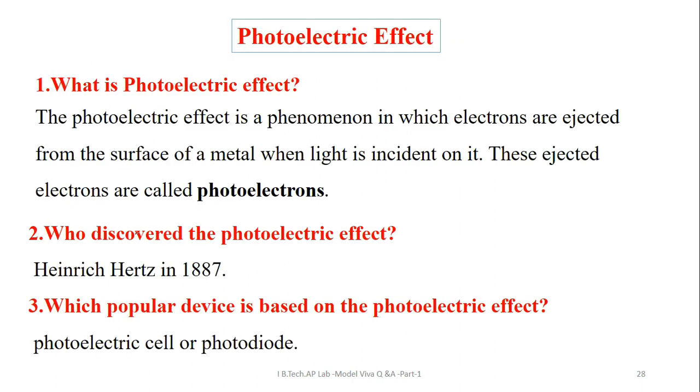The final one is the photoelectric effect. So what is the photoelectric effect? It is a phenomenon where electrons are ejected from the surface of a metal when light is incident on it, and the released electrons are called photoelectrons. Who discovered the photoelectric effect? Heinrich Hertz in 1887. After that, in 1905, Albert Einstein was able to explain the photoelectric effect clearly based on quantum theory.